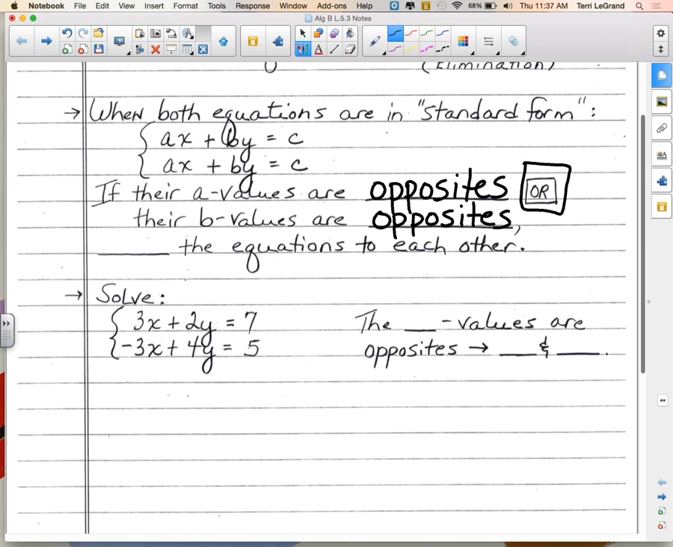Are the x's in one the opposite of the x's in the other? Or are the y's in one the opposite of the y's in the other? It only has to be one or the other. Well, if they are, we're going to just add them together. We're going to act like these are 3-digit numbers.